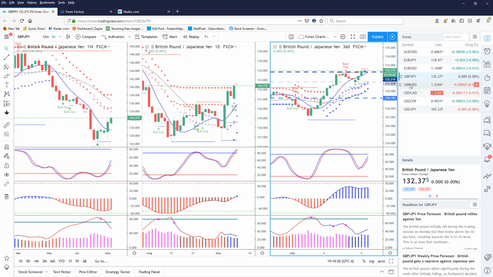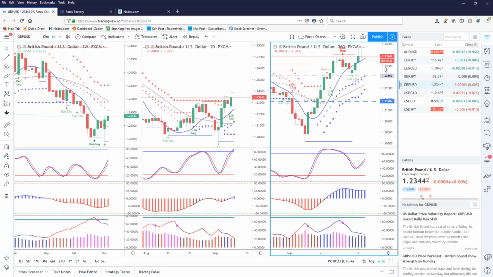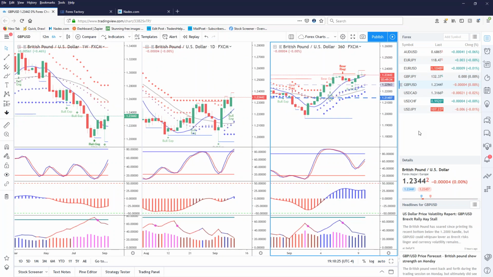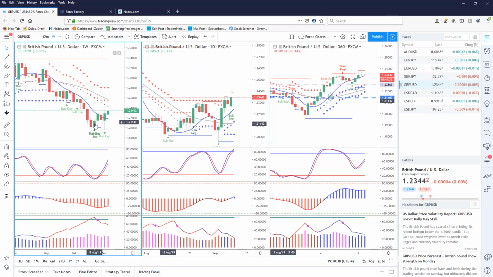Okay, the next one we're going to look at is the British pound dollar. And this has been a quite volatile one because of all of the drama playing out in the UK at the moment. You can see that on the weekly chart, we did have a Pearson line formation followed by a bullish expectation pattern. And so I'm expecting this to actually go up to 1.2538. However, with the daily being overbought at the moment, I would wait.